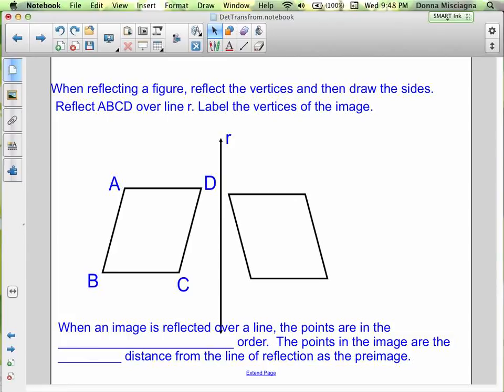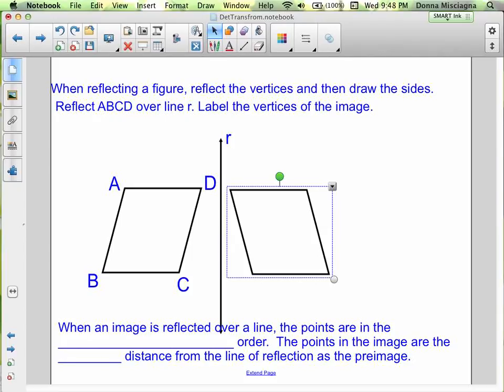So notice that I flipped the figure, so the orientation has changed. Looking at it from very close up, it looks like my figure shrunk a little bit when I was moving things around. Now that looks too big. I guess that looks pretty close. All right, so now we're going to label.